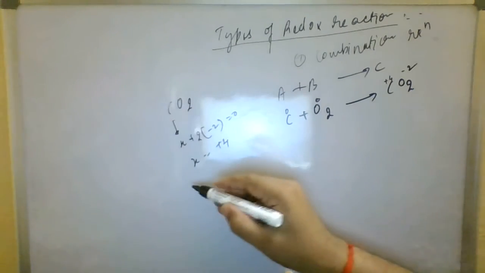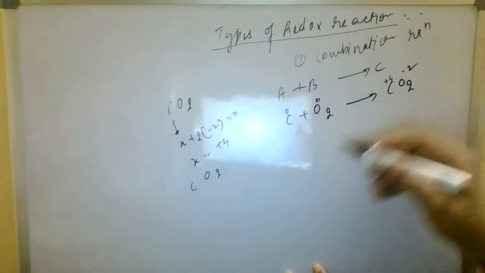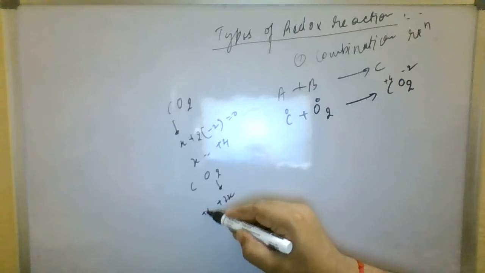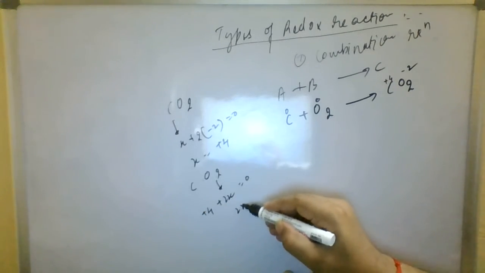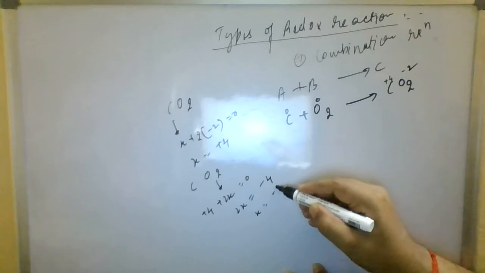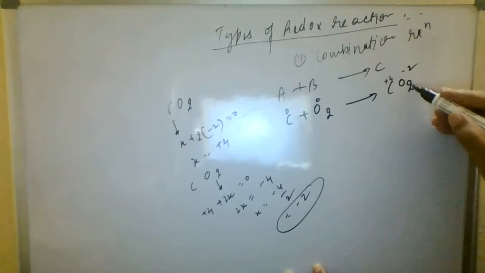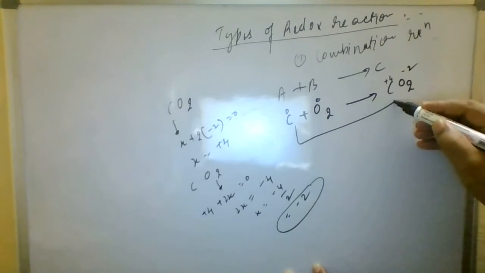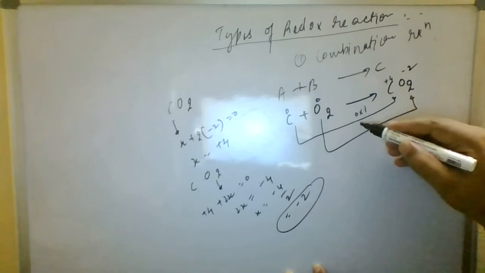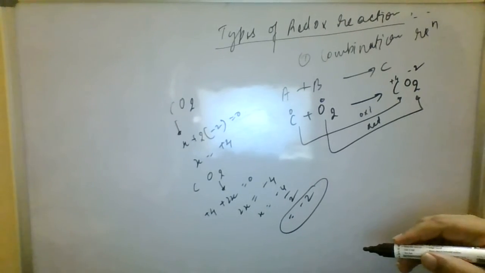Now for the reverse order, for oxygen, if you are calculating this, 2x plus 4 equals 0. So 2x is equal to -4, so x is equal to -4 by 2, so -2 is coming. So carbon goes from 0 to +4, this is the oxidation, and oxygen goes from 0 to -2, this is the reduction. So this is an example of the redox reaction.